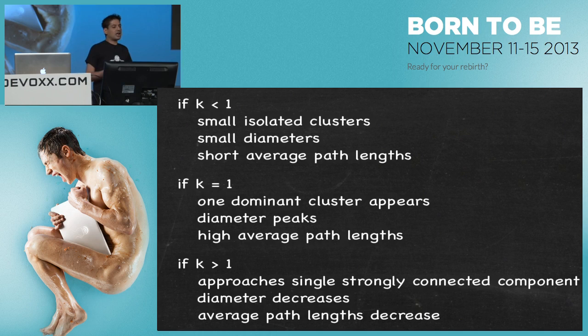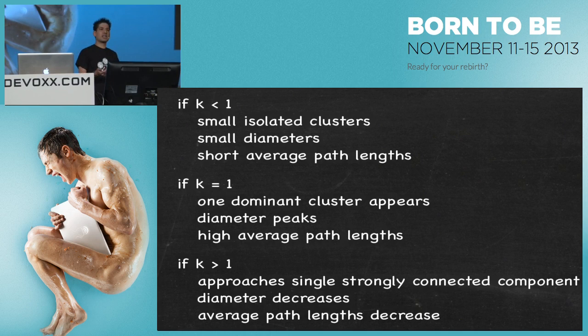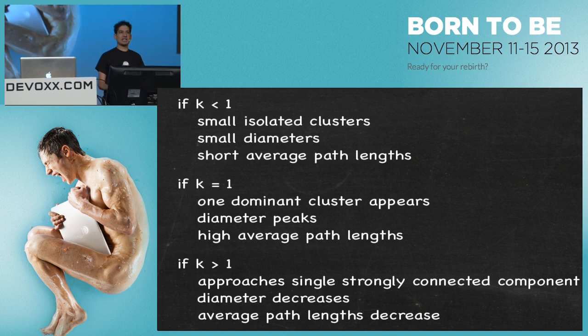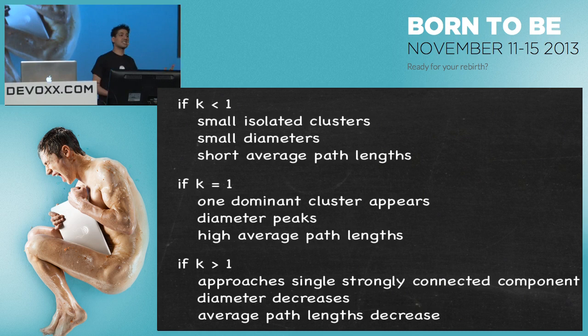Now, what's interesting is that k equals 1 is kind of a tipping point, because after this, it's like when the water starts boiling, it's a phase transition. Suddenly, we fall into a completely different scenario of graphs. When k is greater than 1, as we saw, it's strongly connected, it's nearly complete, the diameter decreases because you can walk anywhere. And the average path length decreases as well because everything is nearly connected. So chances are you're talking maybe 1-2 hops to get from one place to another.